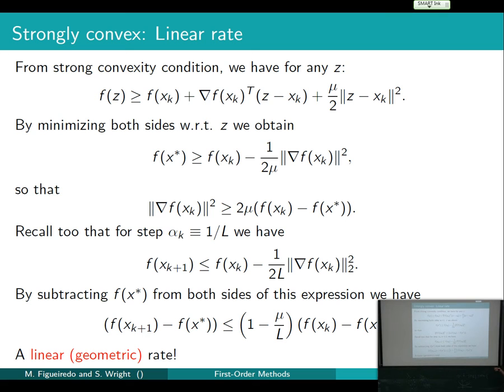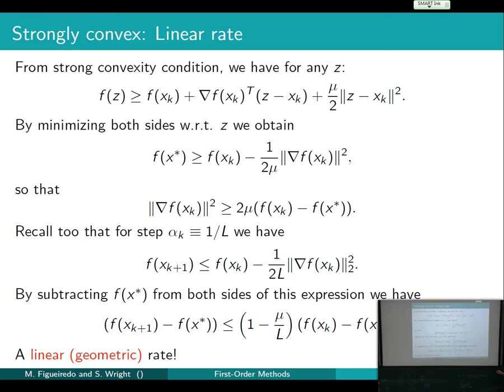Now in the case of strong convexity, you can say much more about the convergence rate, using the same sort of naivety in the step length. So let's go back to the definition of strong convexity, and let's look at what happens when I take the approximation to f of z based on what's happening at f of x_k.